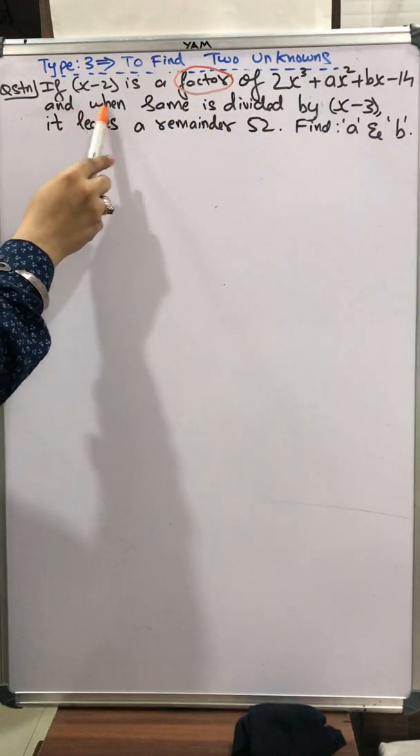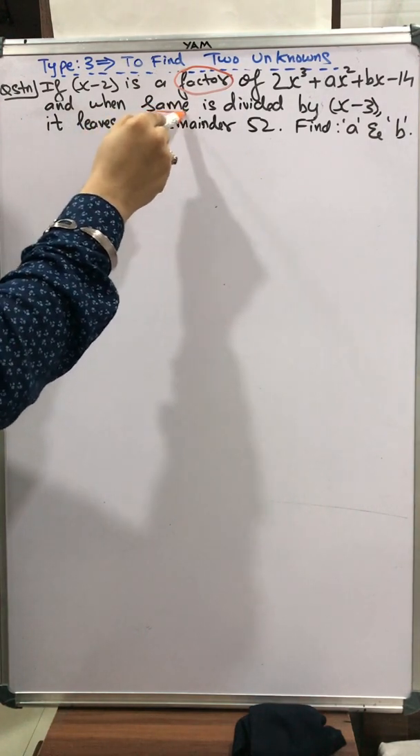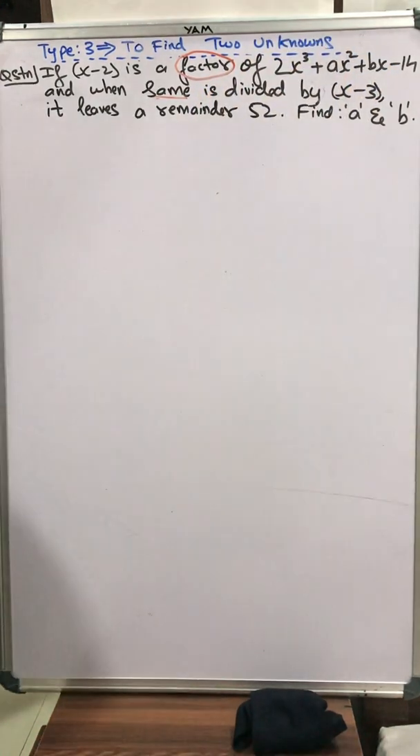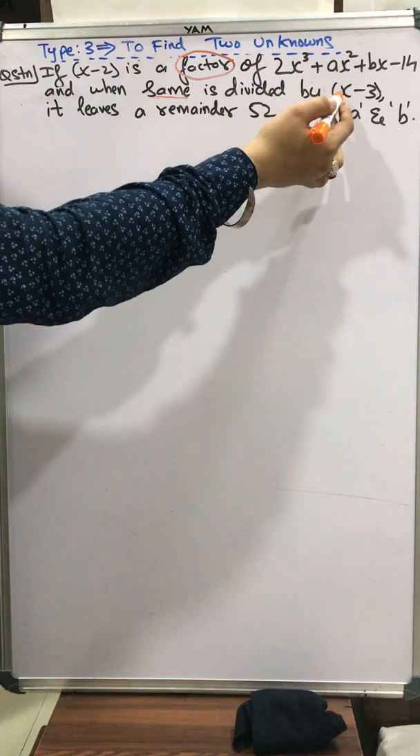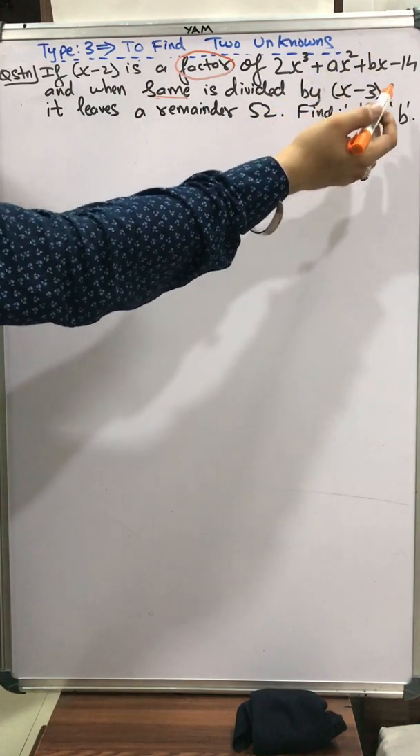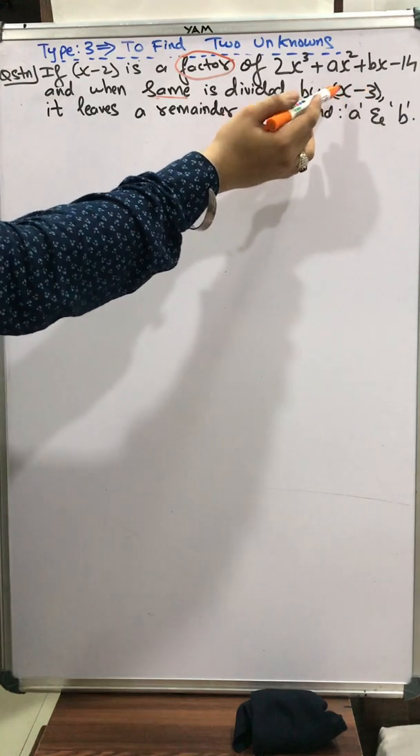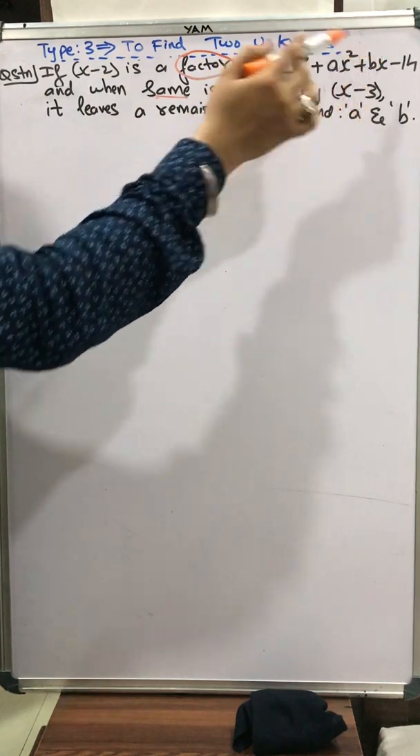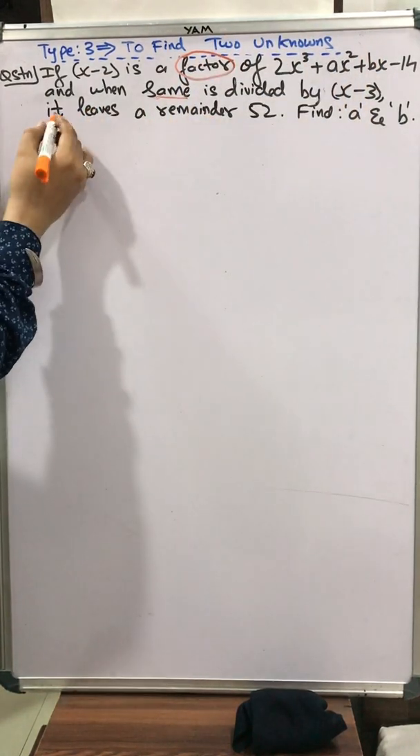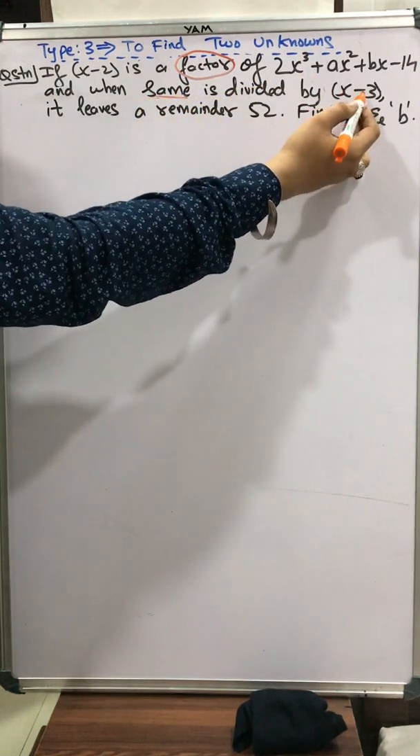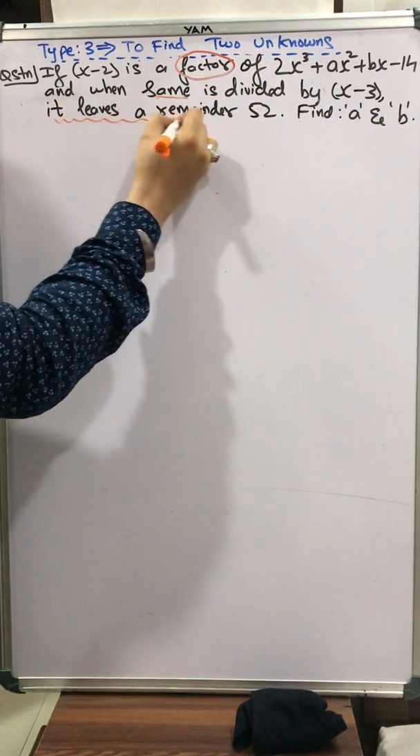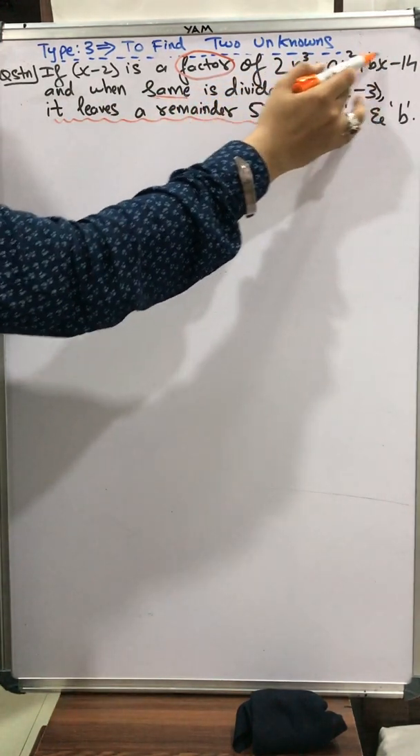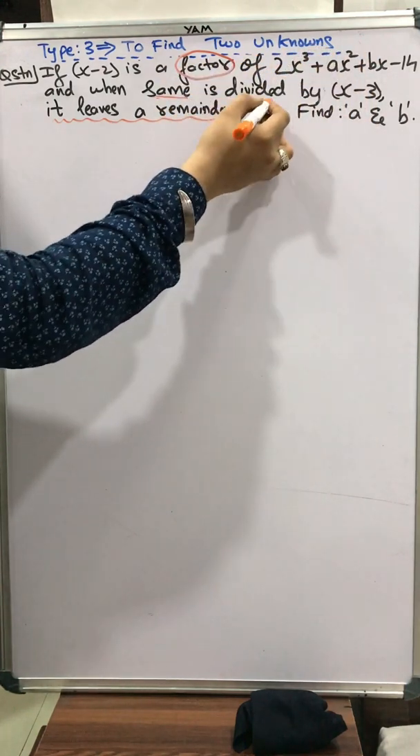Next, when this same polynomial, our dividend, is divided by x minus 3, here I'll put the divisor x minus 3 as 0. So the value of x will be 3. So now that 3 will be substituted in this polynomial. So when I substitute 3 in this polynomial, my remainder will be what? See, it's written here: when the same is divided by x minus 3, this divisor, it leaves the remainder 52. So when 3 is substituted in this polynomial, our dividend, the remainder will be 52.